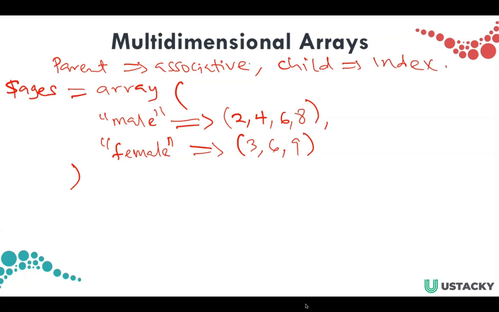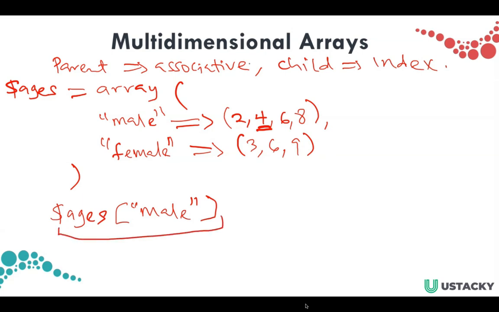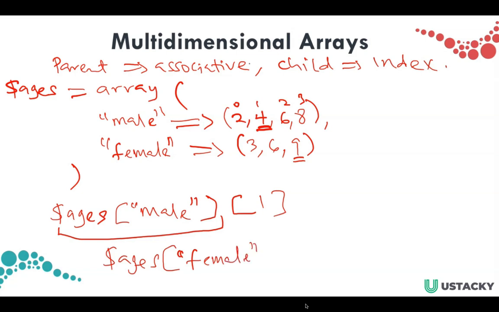To get access to elements in the array, for example, to get the value of 4, it will be something like $ages, the key is male, and everything here is an index array. So you have the value, this is 0, 1, 2, 3. So the key is 1. To get access to this, you have $ages. This is female, and you have, this is 0, 1, 2. So this is 2. So let us write this in the IDE and check the values.